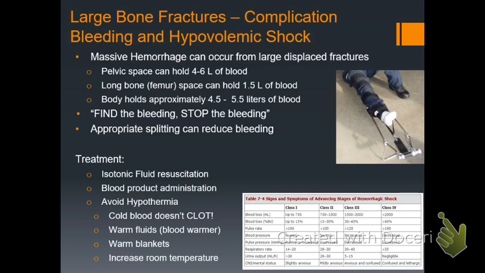So your patient that's in hypovolemic shock, I put it here under large bone fractures, but it can happen with thoracic injuries. It can happen with abdominal injuries. It can happen with pelvic injuries and with femur injuries. All those injuries can cause massive hypovolemic shock, meaning we've just lost so much blood. We need to replace that blood, and that blood needs to be warm. Okay.